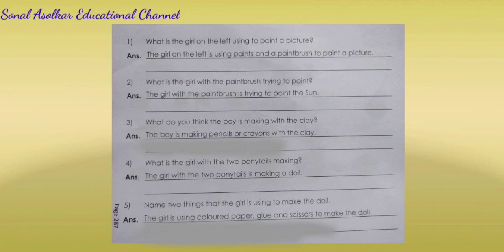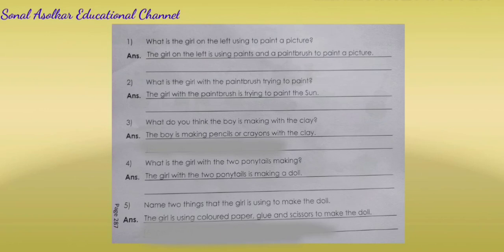Question number 2. What is the girl with the paintbrush trying to paint? Answer. The girl with the paintbrush is trying to paint the sun. Question number 3. What do you think the boy is making with the clay? Answer. The boy is making pencils or crayons with the clay.